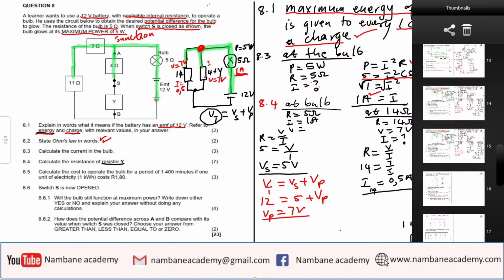Then let me not waste time and say cost is equal to kWh, that is kilowatt hour, multiplied by the tariff. kWh, kW means now what? It means my power must be in kilowatts. So for me to move from watts to kilowatts, I must divide by 1000.